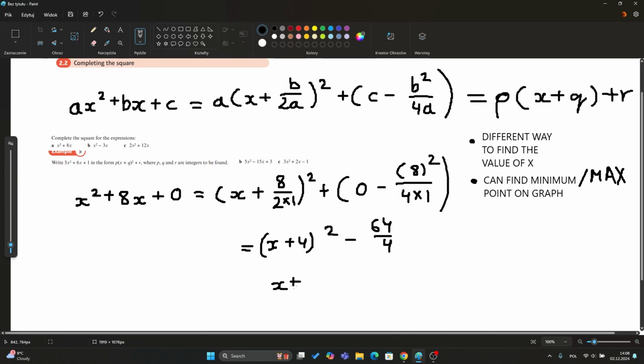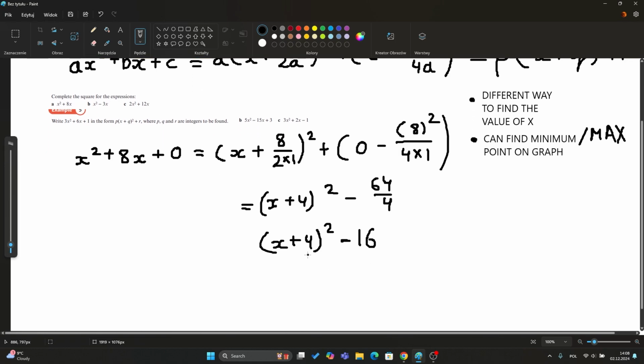So x plus 4 squared minus 16. And this is correct, because if we expand it, it gives us x squared plus 8x plus 16 minus 16, which gives us x squared plus 8x.